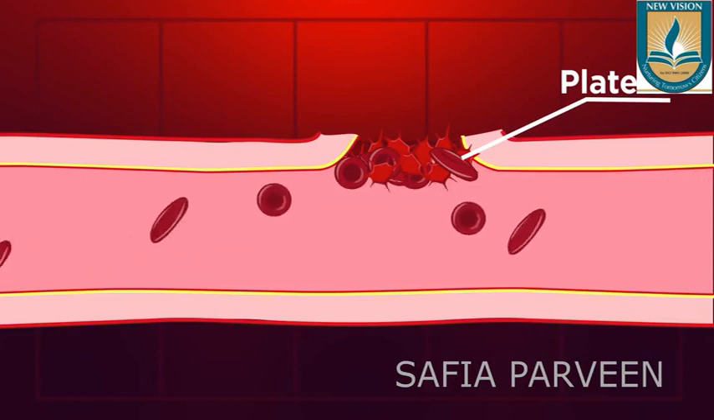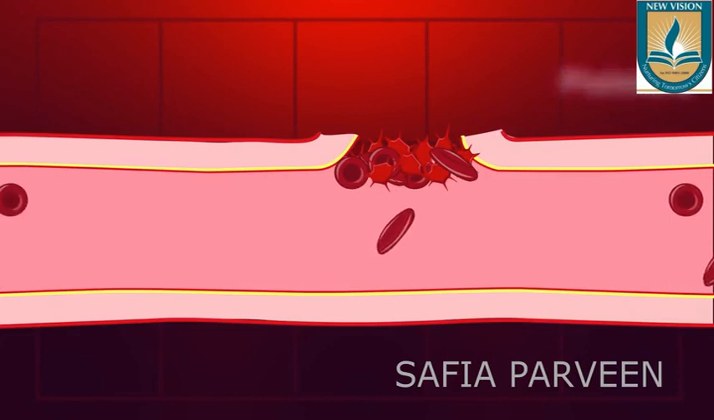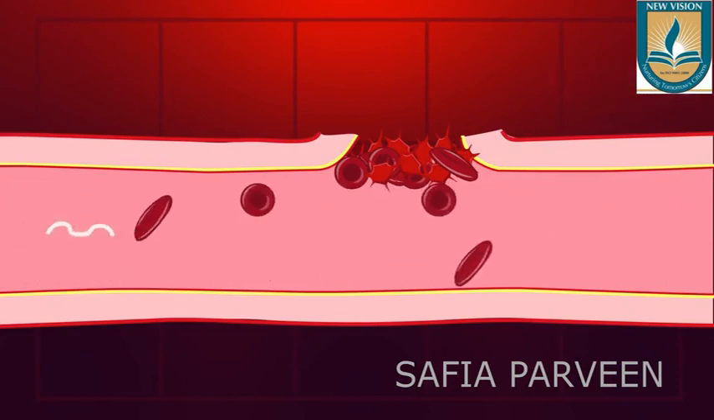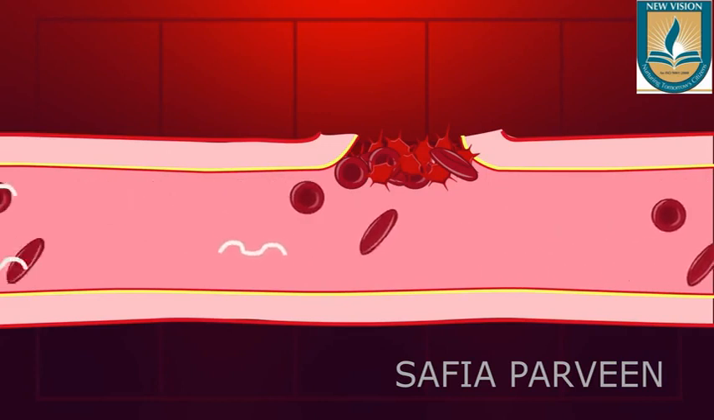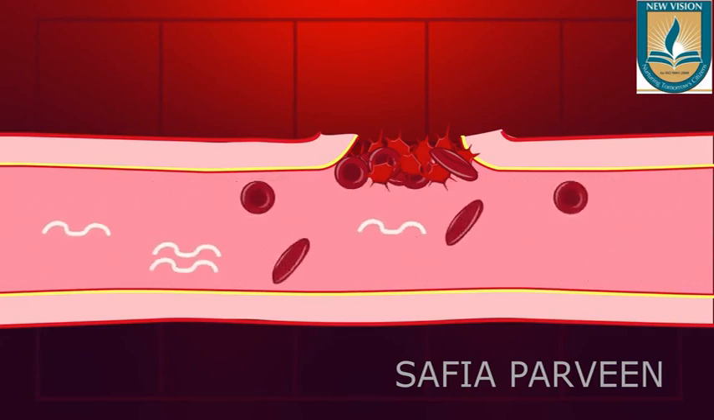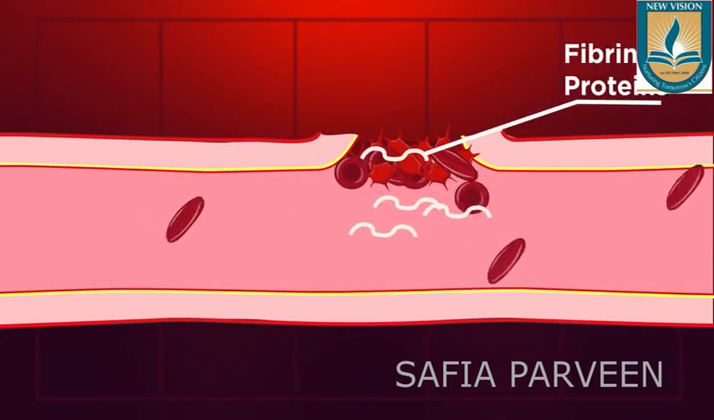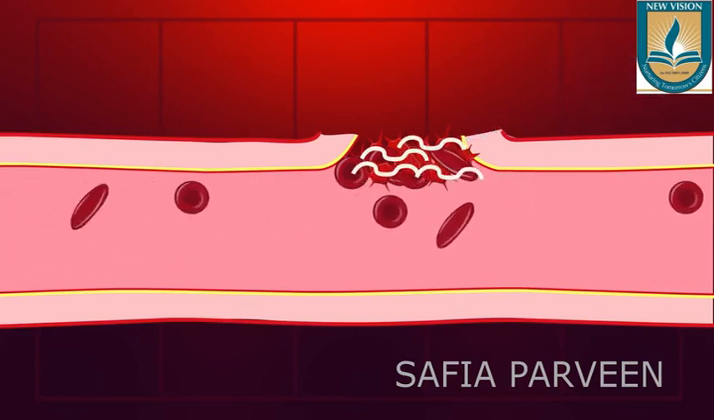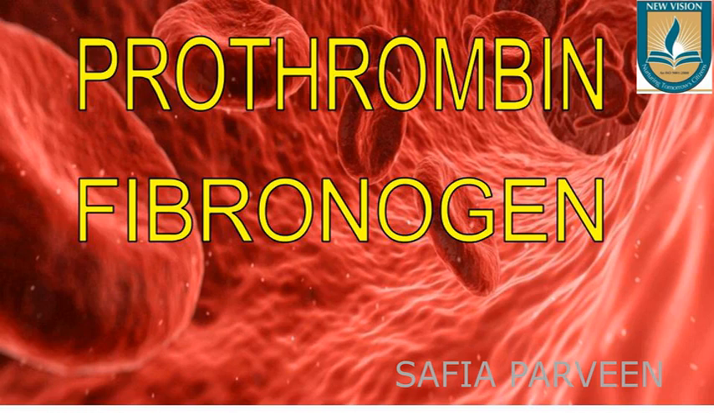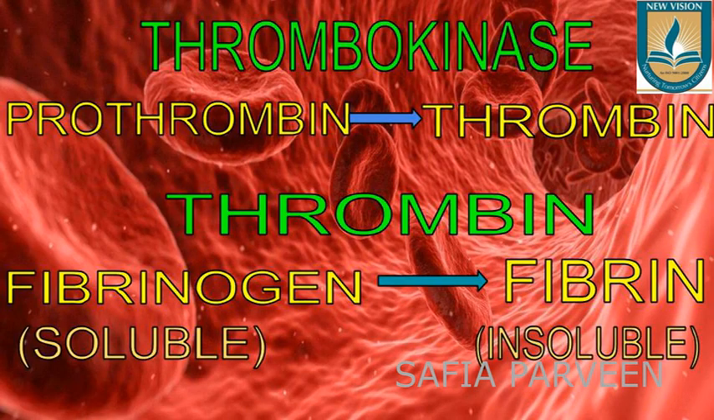How does it happen? Whenever there is platelet accumulation at the site of injury, a substance called thrombokinase is released at this site, and this thrombokinase acts on proteins that are present in the blood. What are the proteins that help in blood clotting? Prothrombin and fibrinogen. During blood clot formation, the thrombokinase released by the platelets acts on prothrombin, which is an inactive form, and converts it to an active form of protein called thrombin.